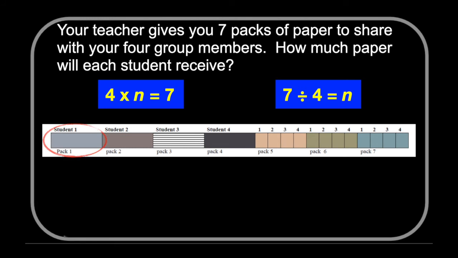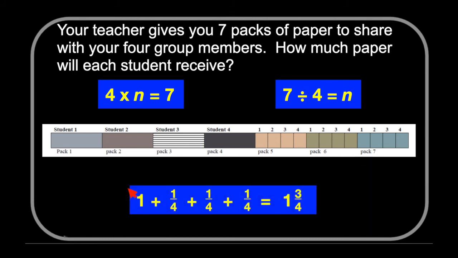Then, the students can divide the remaining 3 packs into fourths so that they can share the packs evenly with the group members. Students should easily be able to see that each group member will receive 1/4 from the additional packs. Therefore, 1 plus 1/4 plus 1/4 plus 1/4 will give each student 1 3/4 packs of paper.